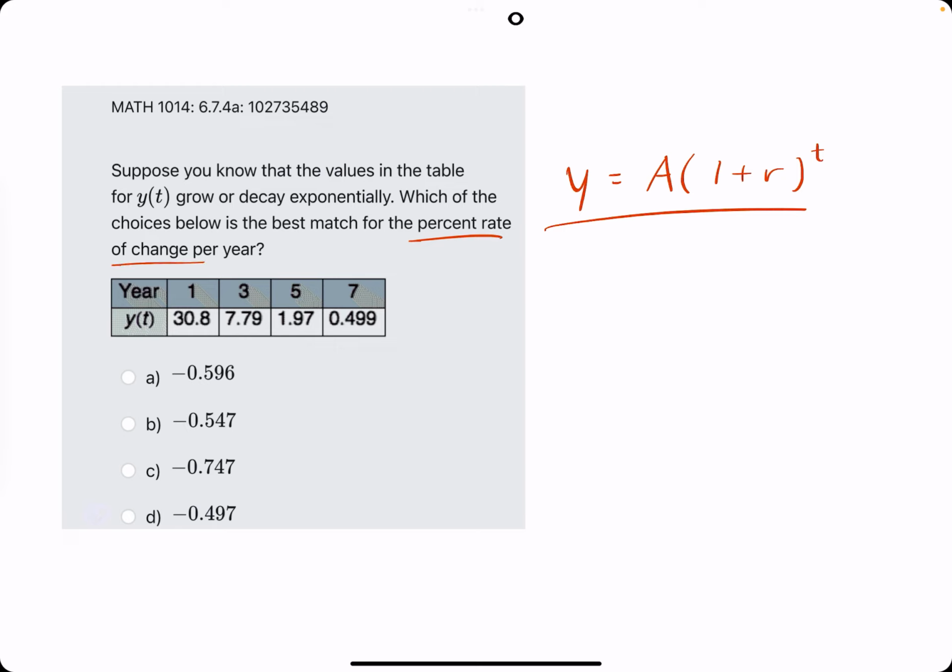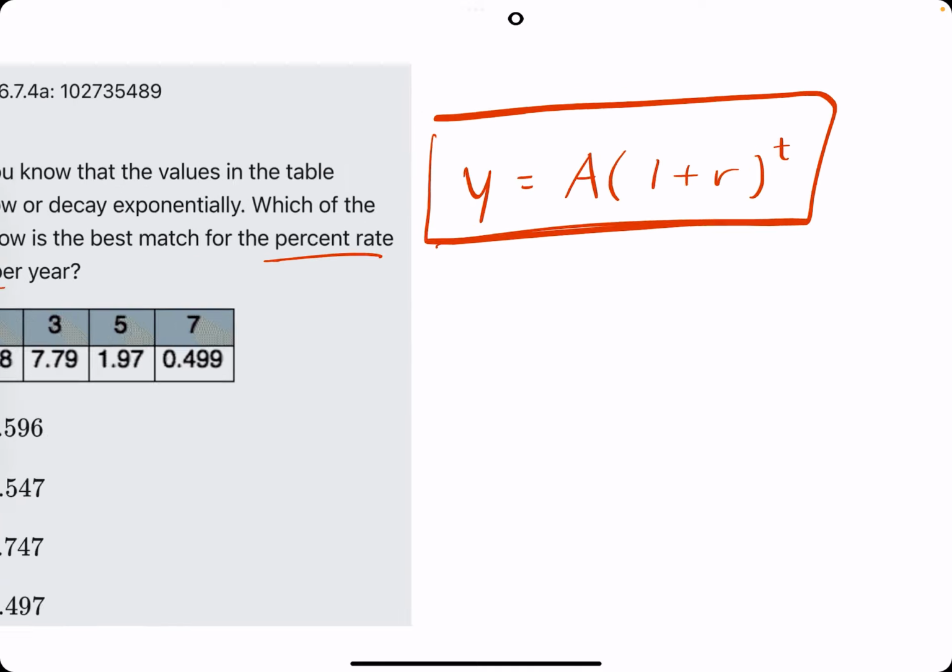Now, we'd easily be able to find this if these years went up like 1, 2, 3, 4, 5, but they're going 1, then 3, then 5, and so on. So it's a little bit harder. So let's talk about it. We want to use this sort of exponential function. What this describes is there's some initial value, and then this 1 plus r is kind of the key. So we need to solve for r in this hypothetical equation.